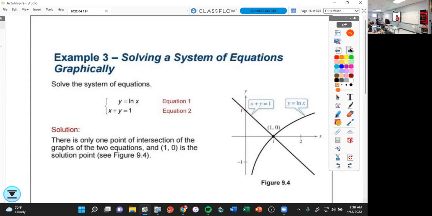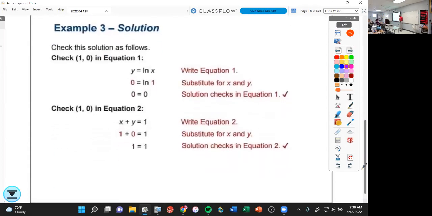Simple. Take that second equation, get y by itself. The first one already is. Plug them into your calculator. Calculate the intersection. These 2 graphs intersect at the point 1, 0. You can take the values 1, 0, plug them into each one to check your work.